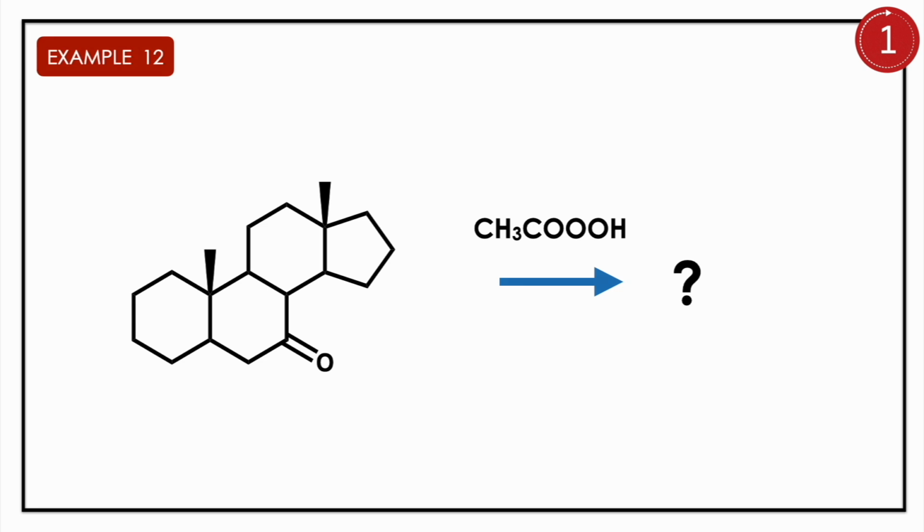Then the next example. Here you have a fused system with cyclohexane and cyclopentane. 4 rings are there with 2 methyl groups and 1 ketone. You are using the peracid. You should find what will be the final product.